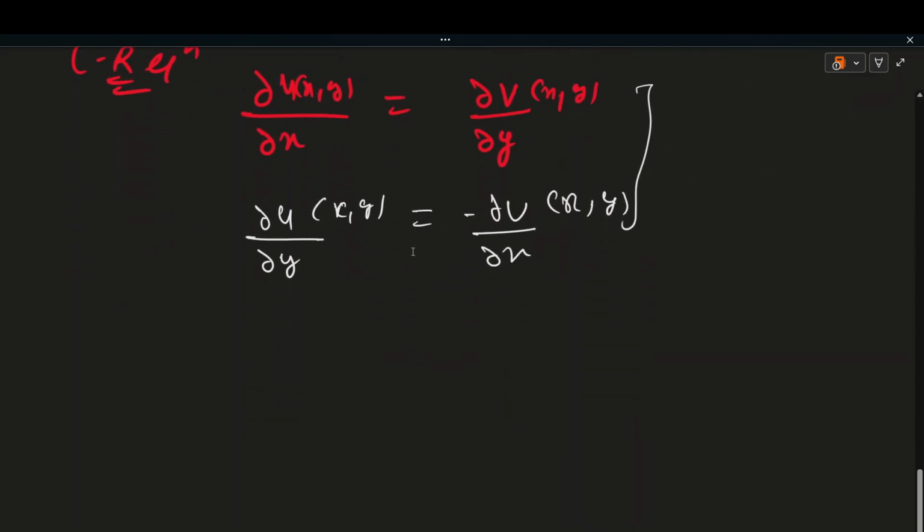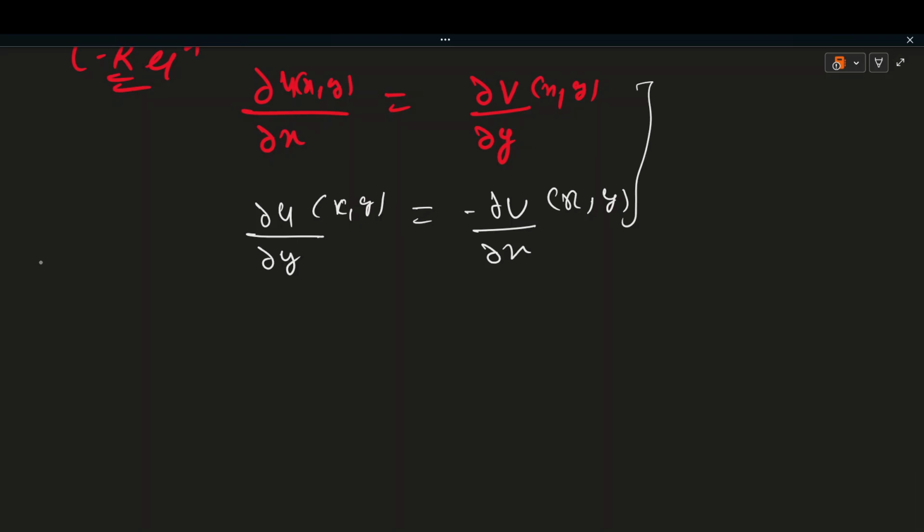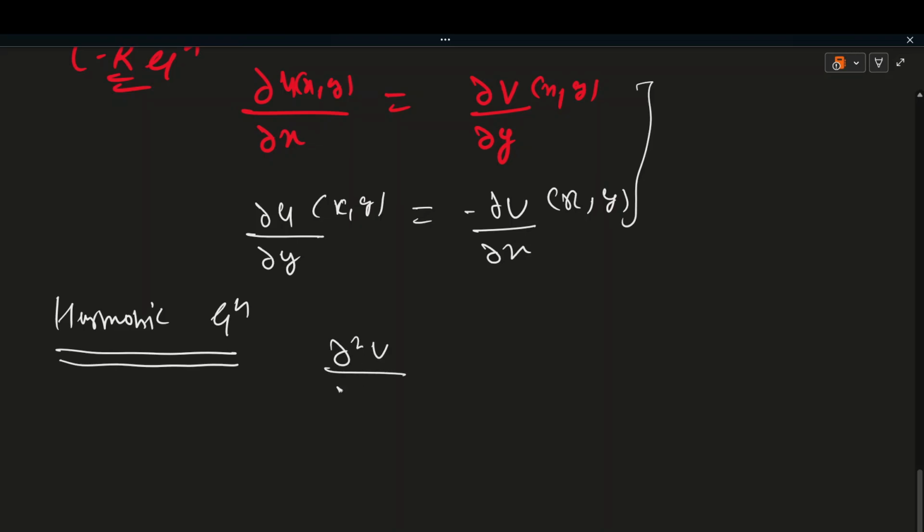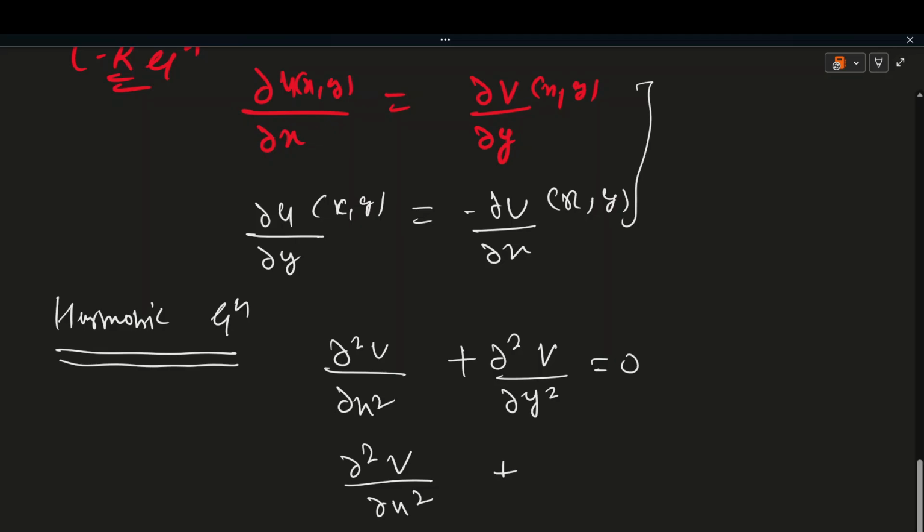And the main thing is that it will also satisfy the harmonic equation. We know what the harmonic equation is. The harmonic equation is del square u by del x square plus del square u by del y square equal to 0. The same u and v we are talking about. And del square v by del x square plus del square v by del y square equal to 0. Sorry, this is capital U, this is capital U, and this is V, this is V.